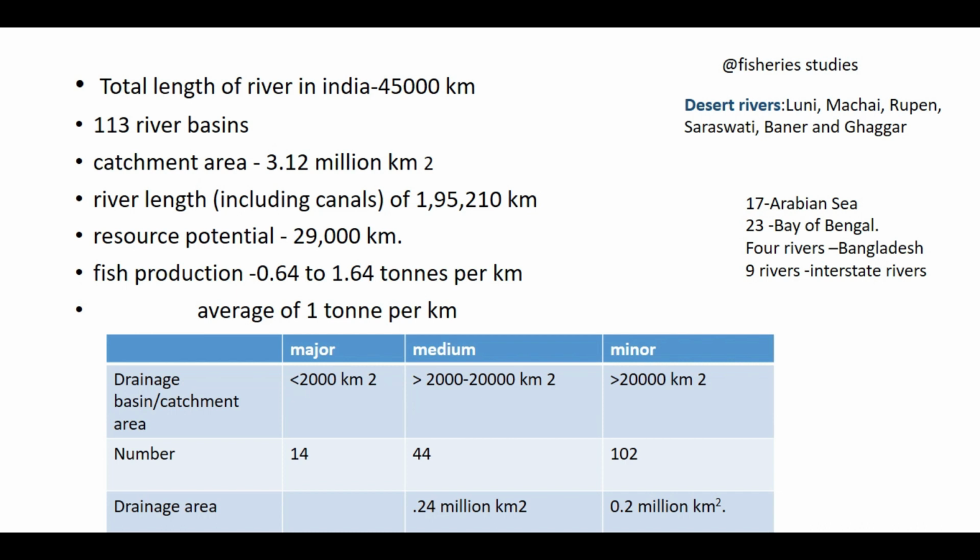Drainage area of medium rivers is 0.24 million km square. There are desert rivers in Rajasthan, for example Loni, Machai, Rupin, Saraswati, Bana and Kagar. In the medium rivers, 17 rivers drain to the Arabian Sea.